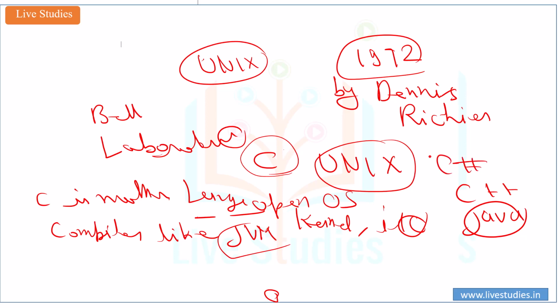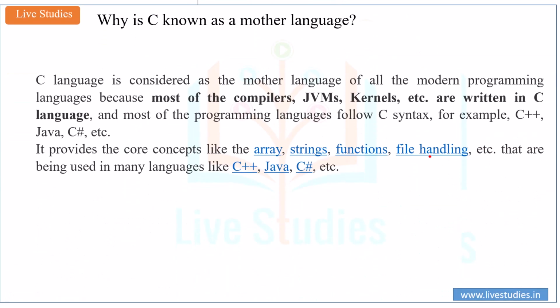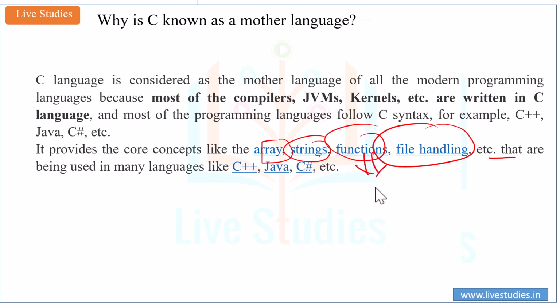Another question is, why is the C language called the mother language? I think I have already discussed it. Another important point is that it provides core concepts like array, string, function, file handling, etc., which are used by many languages, C, Java, and others. A function is called a function in C, but in Java it is called a method. File handling is input and output.